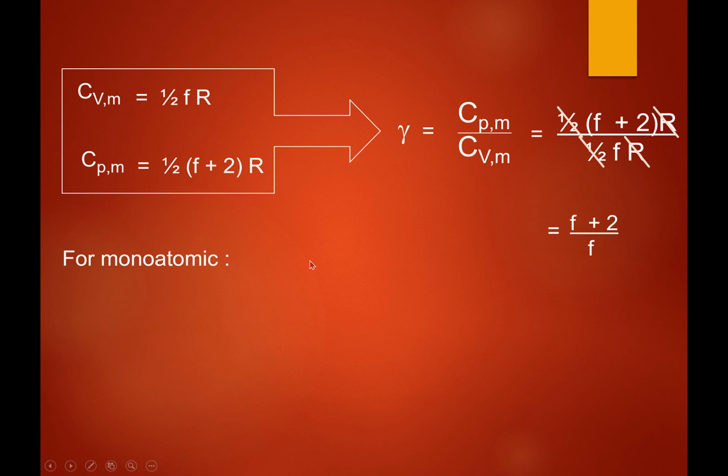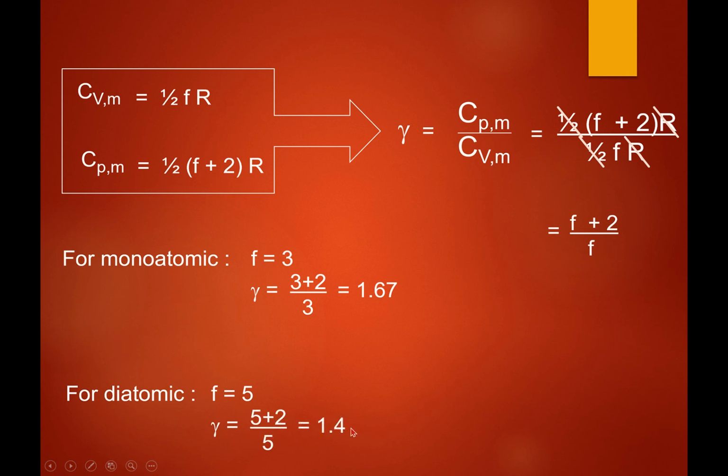For monoatomic, in the previous lesson we also discussed that the degrees of freedom equals 3. So we substitute 3 plus 2 per 3, so gamma equals 1.67. So for monoatomic, the ratio of molar heat capacities is 1.67. For diatomic, we do the same. We substitute degrees of freedom equals 5, so gamma equals 5 plus 2 per 5, which is 1.4. And lastly, for polyatomic, F equals 6, so gamma equals 6 plus 2 per 6. We get 1.33.